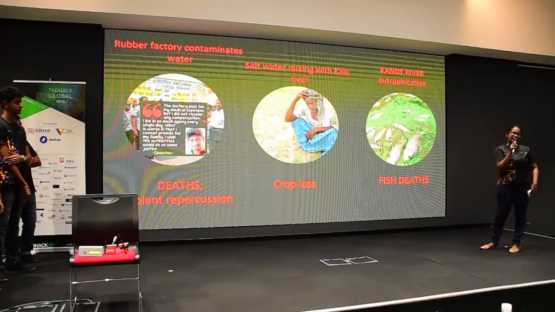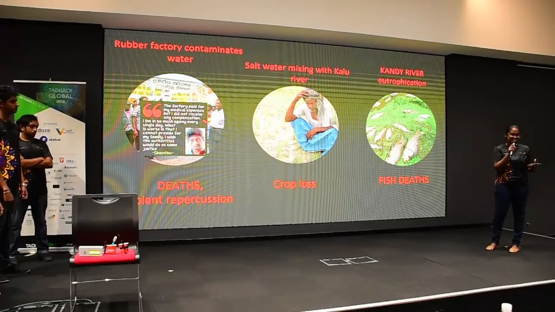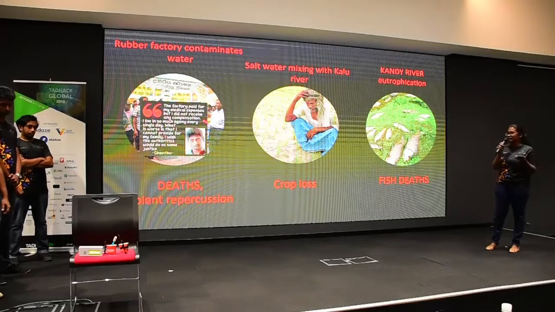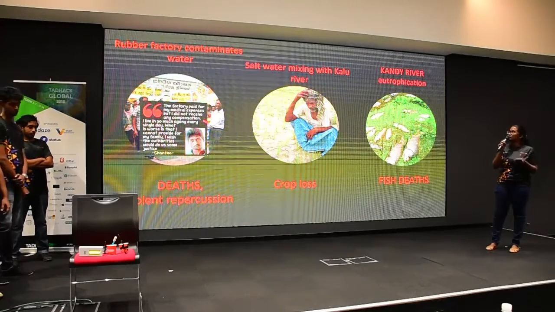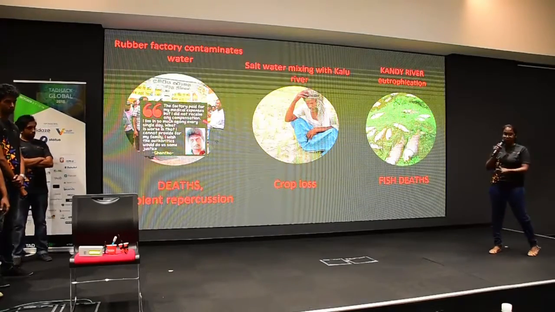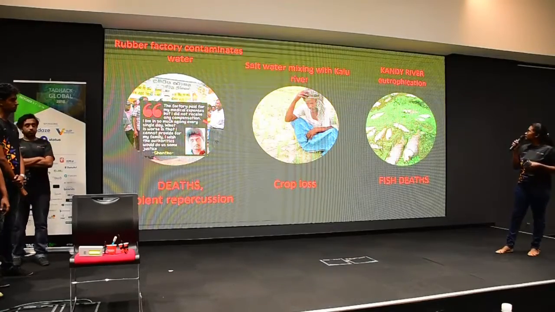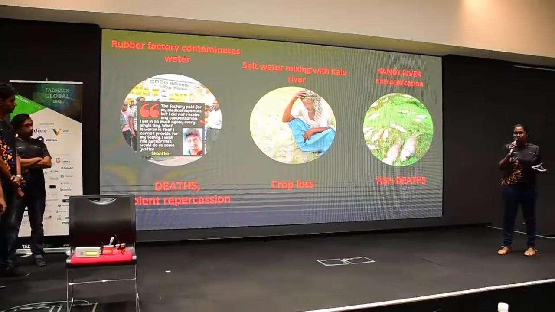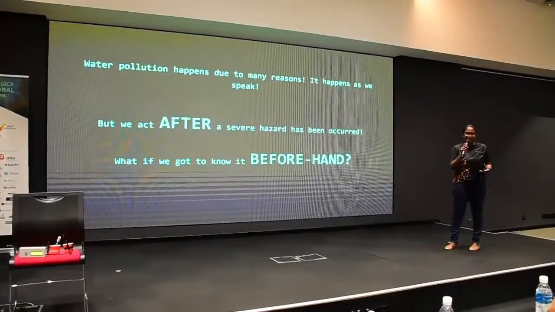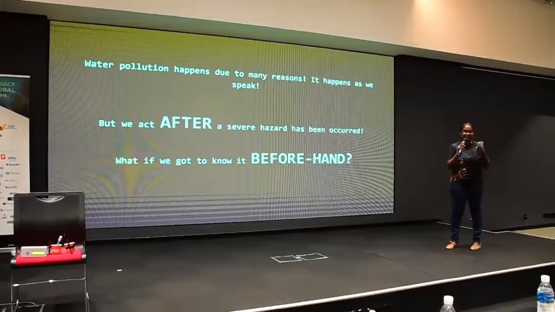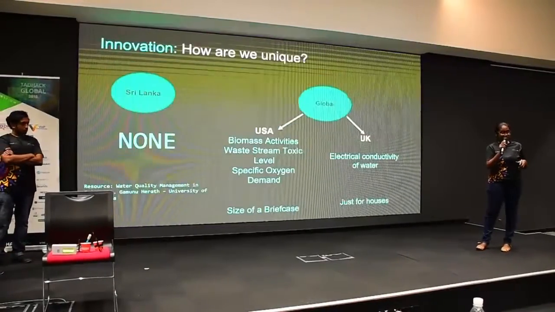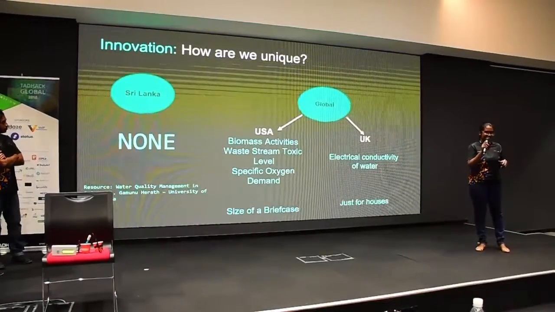And we can see, if you can remember, the rubber factory incident which happened recently, where the factory contaminated the water, which caused deaths and violent repercussions. And then the salt water mixing with the Kalu Ganga introduced crop loss, and the Kandy River eutrophication introduced fish deaths. So all these situations affected us, and we understood that such pollution was happening after the hazard had been done, not before that. But what if we had the opportunity to understand it beforehand?